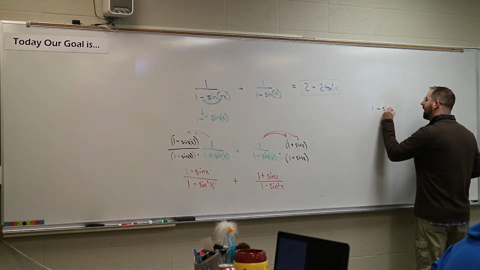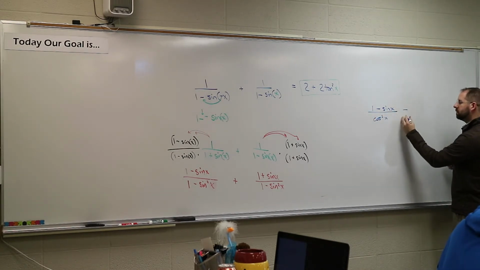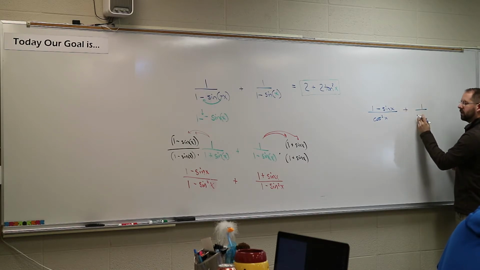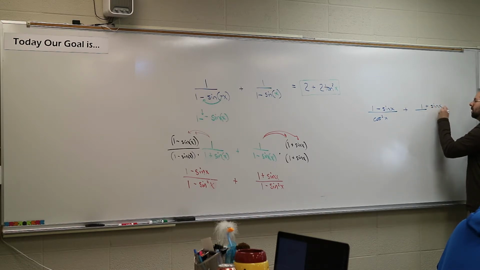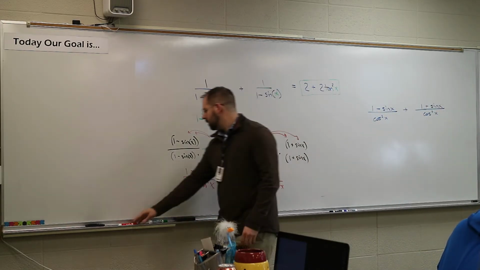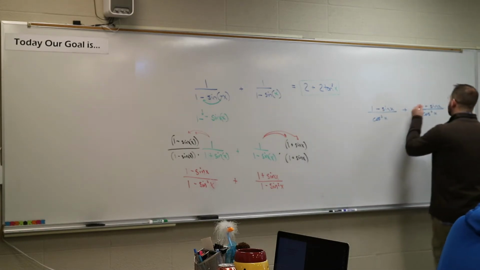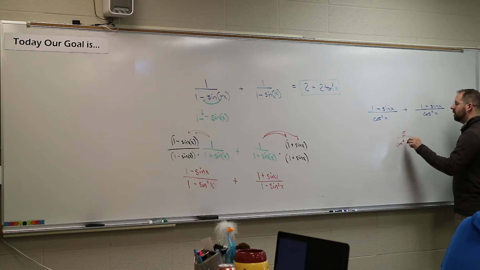So what we have so far is 1 minus sine x over cosine squared x plus 1 plus sine x over cosine squared. Okay, so that's what we have so far. We're going to add and subtract straight across. The sines cancel, and that's just 2. So if I go straight across, I have 2 over cosine squared.